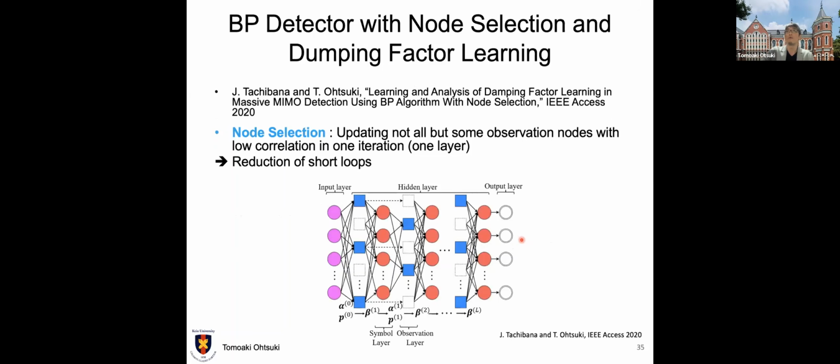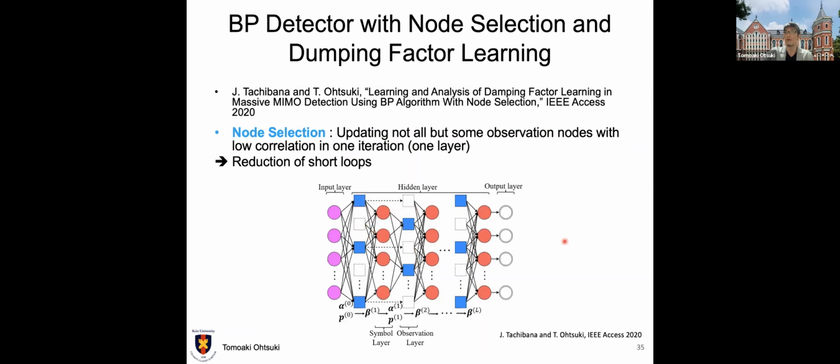Related to this one, we proposed and presented a technique: BP detector with node selection and damping factor learning. You can find the information in this paper, but I will briefly introduce this technique. Node selection itself already exists. Before us, it was proposed by, for example, Ogawa sensei and Ogane sensei, the Hokkaido University group. Node selection updates not all, but only some of the observation nodes with low correlation in one iteration, like this one. You can see not all nodes are in blue.